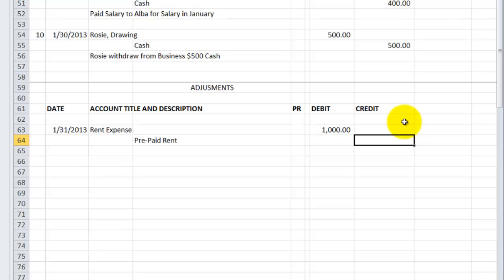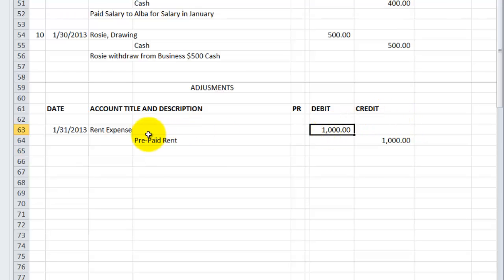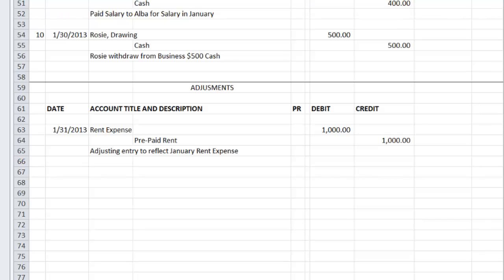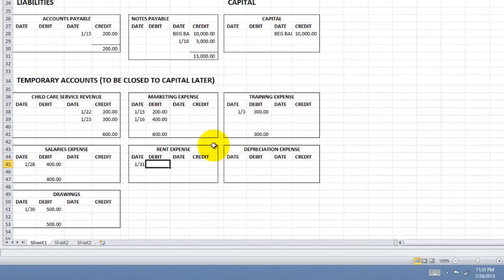They often involve another account, and it's usually a revenue or an expense, and another account that is not cash. So in this case, we're going to debit rent expense and credit prepaid rent. This is an adjusting entry to reflect January rent expense. We have to go ahead and do that also in our T account. So we're going to use the T account of rent expense, and we're going to put a level of $1,000.